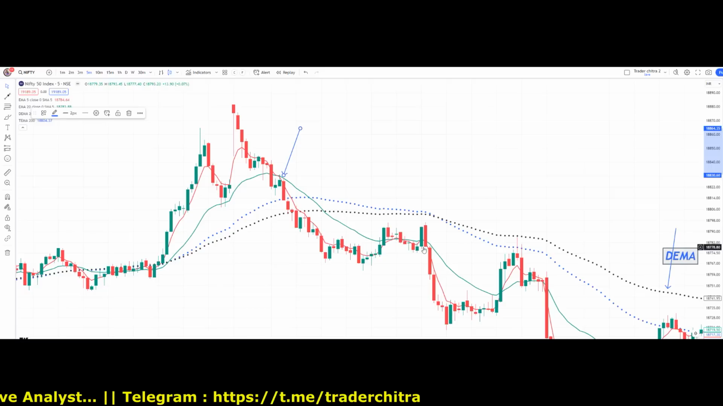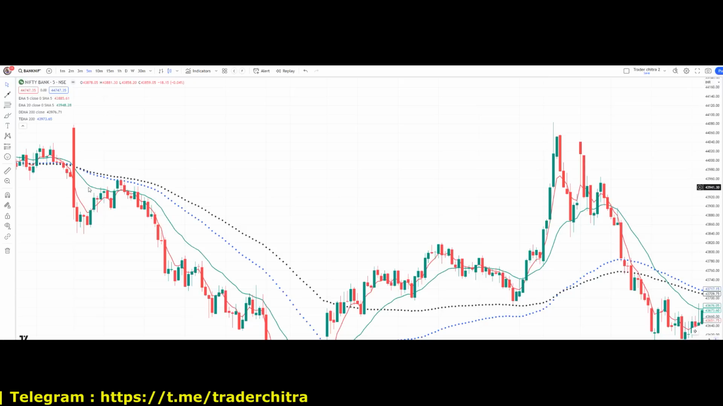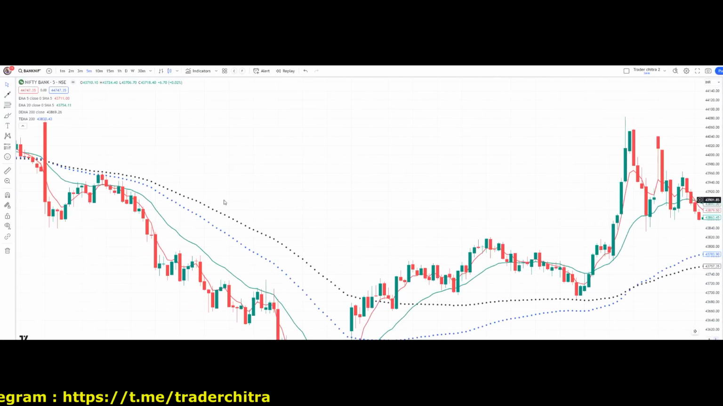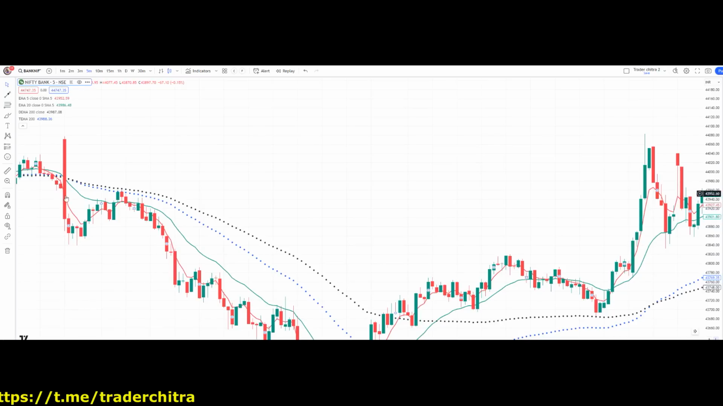Again, we got a bearish cross, so we can enter into the PE trade again and we can book our profits according to the RR ratio. We can see one example from Bank Nifty. Here, this is the 14th June. The first red candle gave a close below the 5 EMA, 20 EMA, DMA and TMA. So the trend is bearish.